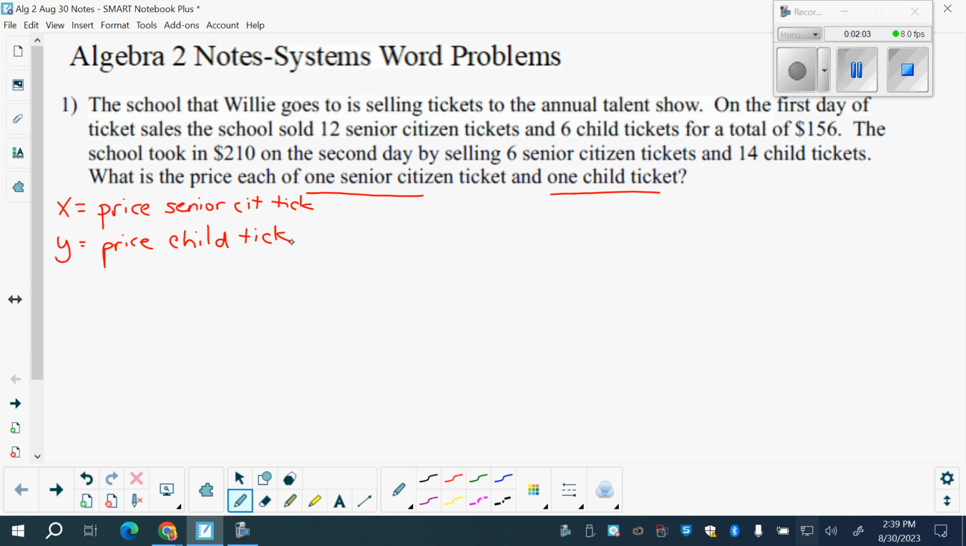So, using this information, 12 seniors, 6 child is a total of 156. How might we set that up into an equation? This one is pretty straightforward. That would be 12x plus 6y. Yes, so 12x plus 6y is 156, because the seniors were listed first. So now that Nick did the first sentence, can I get somebody else to do the next one?